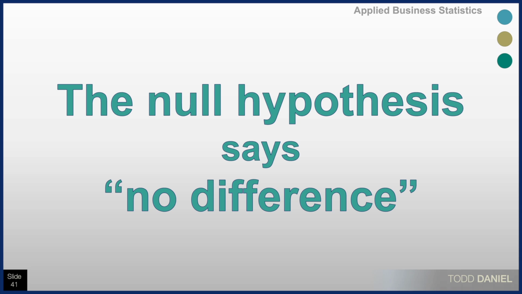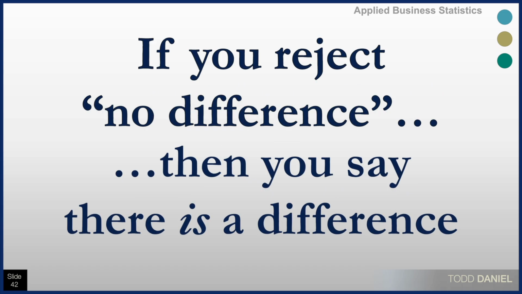The null hypothesis, the one that we are testing, says there is no difference. The sample should be the same as the population from which that sample was drawn. If you reject the null hypothesis, if you reject the idea that there is no difference, then you are saying that there is a difference. If you reject the null that says there's no difference, you're saying that there is a difference.